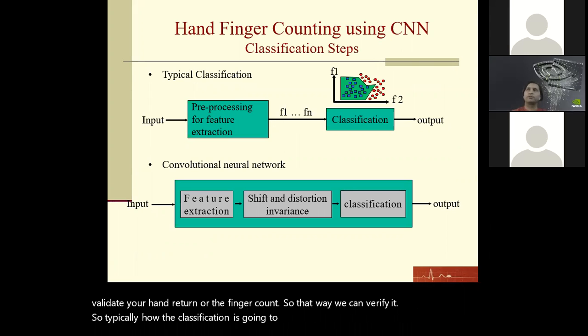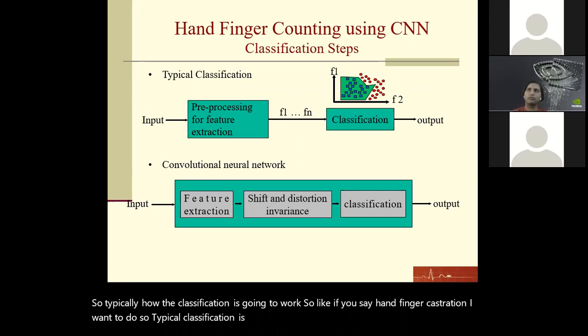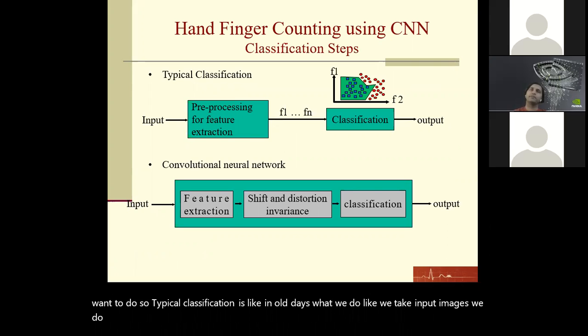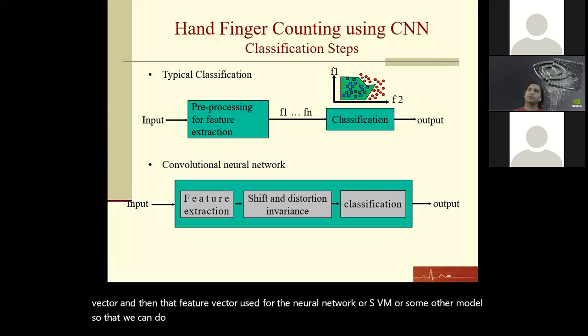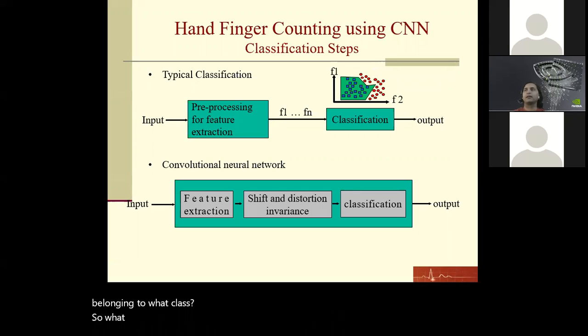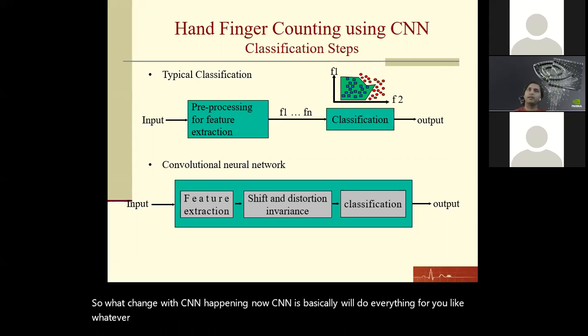If you say I want to do hand finger classification, typical classification in the old days was like this: we take input images, do pre-processing, and then extract the features. Those features are known as a feature vector, and that feature vector is used for a neural network or SVM or some other model so that we can do training and then classification, so that we can categorize the results into what class they belong to. So what changes with CNN now? CNN will do everything for you, including the feature extraction we are dealing with right now.